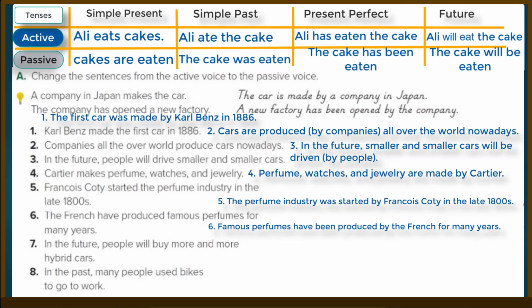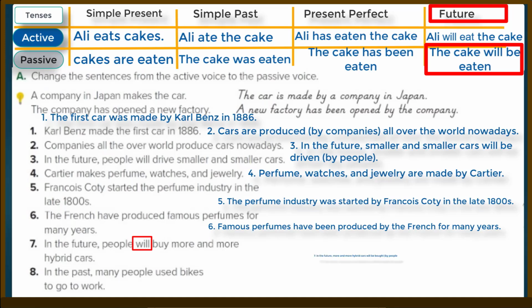Number 7, in the future, people will buy more and more hybrid cars. So he's talking about the future. The answer will be, in the future, more and more hybrid cars will be bought by people.